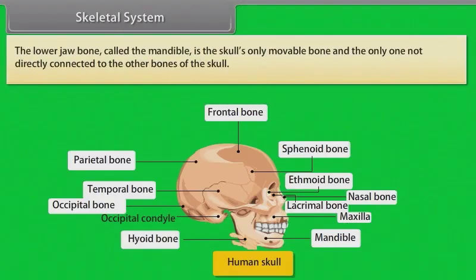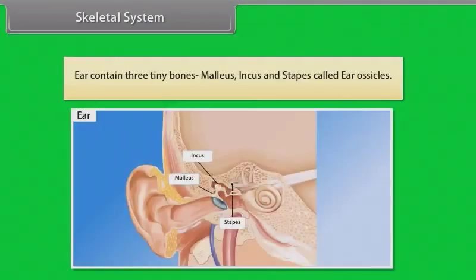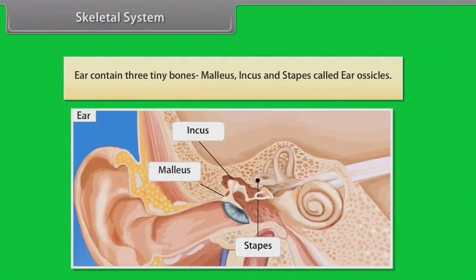The lower jawbone, called the mandible, is the skull's only movable bone, and the only one not directly connected to the other bones of the skull. Ear contains 3 tiny bones, malleus, incus, and stapes, called ear ossicles.